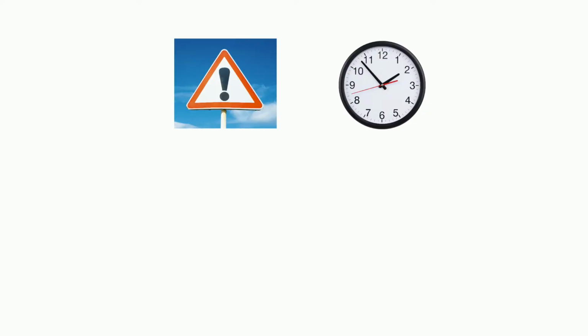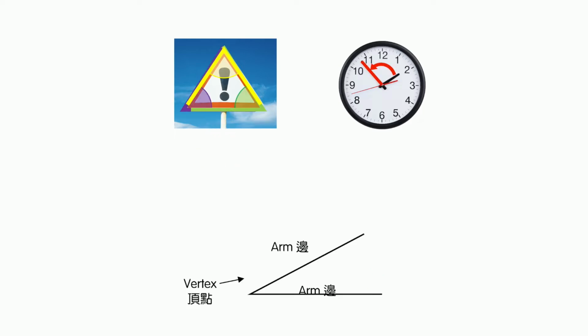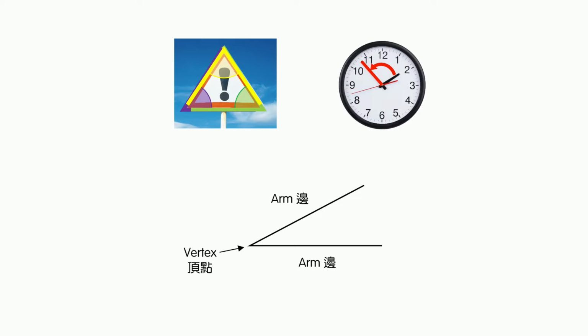In our daily lives, we can see a lot of angles. Angles are formed by two arms, and the point where these two arms intersect is called the vertex, and this area between the arms is the angle. Back in primary, we learned various terms about angles.